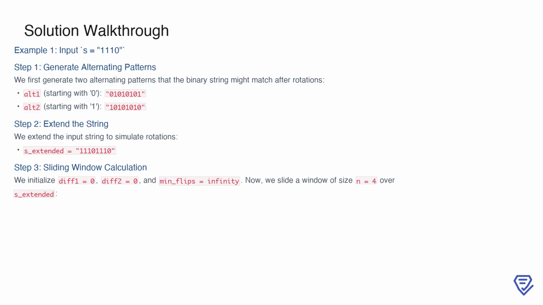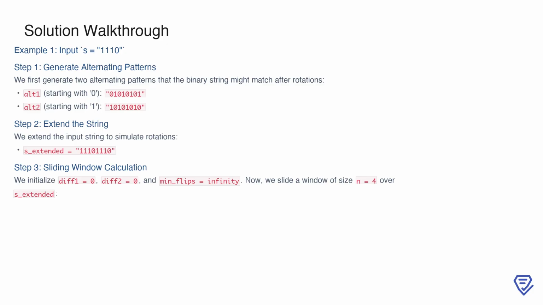To solve this problem, we start by considering the two alternating patterns that the binary string may need to match. The first pattern, alt1, starts with 0 and alternates as 01010101. The second pattern, alt2, starts with 1 and alternates as 10101010. Since the binary string can be rotated, we simulate all possible rotations by extending the string.